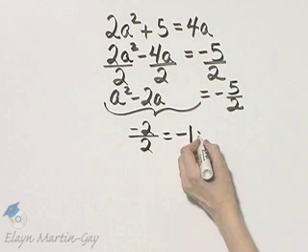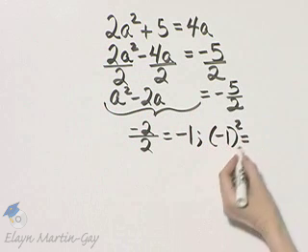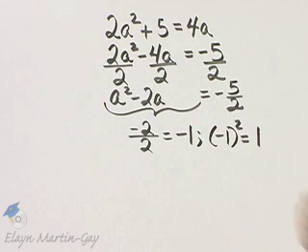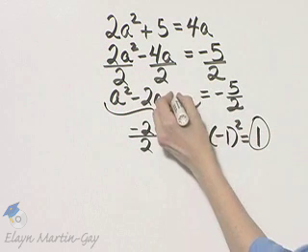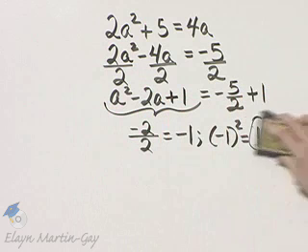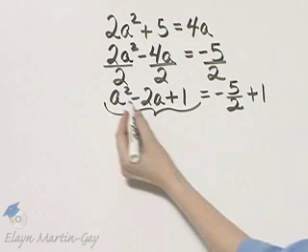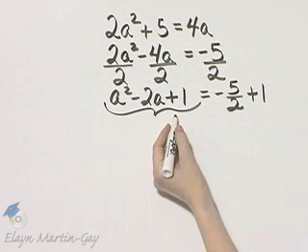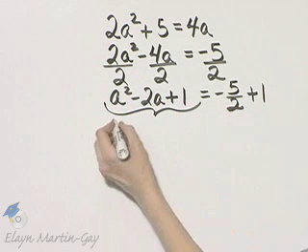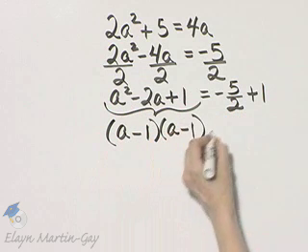Half of it's negative 1, and then I'll take that negative 1 and square it, and that is 1. That's the number that I add to both sides of the equation. So plus 1, plus 1. Now the left side should be a perfect square trinomial. It factors as a minus 1 times a minus 1.